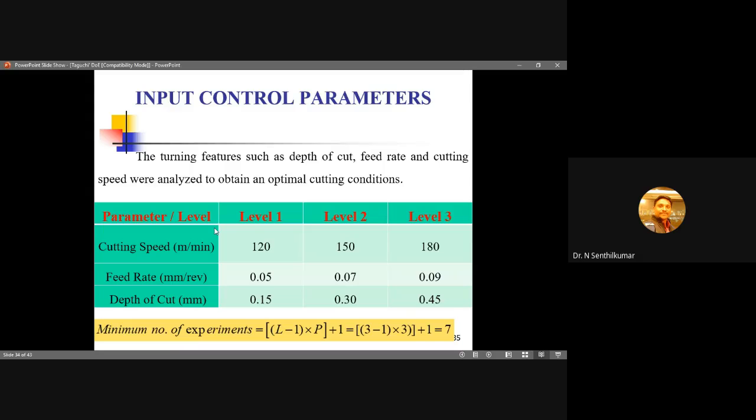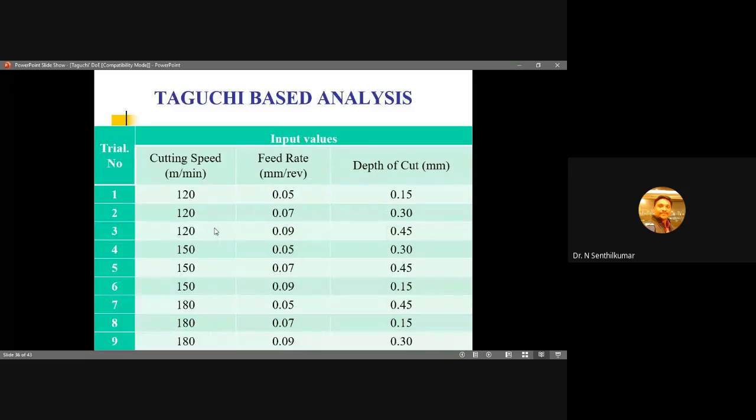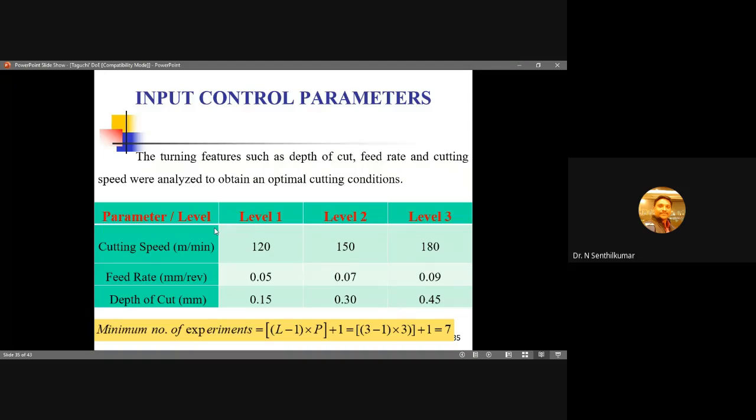So the example: I am going to consider the cutting speed, feed rate, and depth of cut, and each value is varied by 3 level values. For cutting speed I am going to consider 120, 150, 180. Then feed rate 3 values, depth of cut 3 values. So I will be considering the L9 orthogonal array. Based on the array selector, I have selected the orthogonal array, and there is another formula that we can also use.